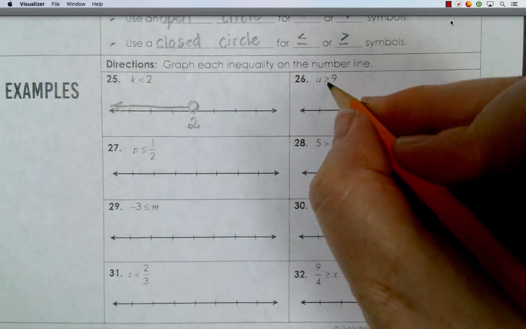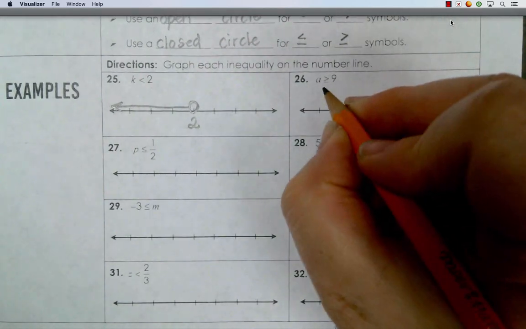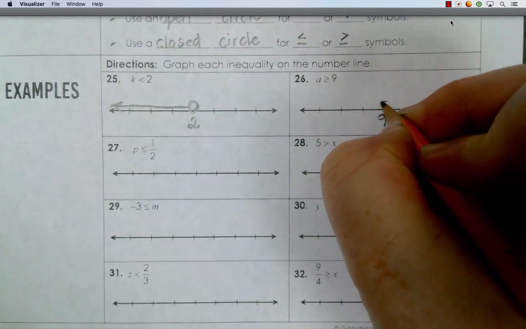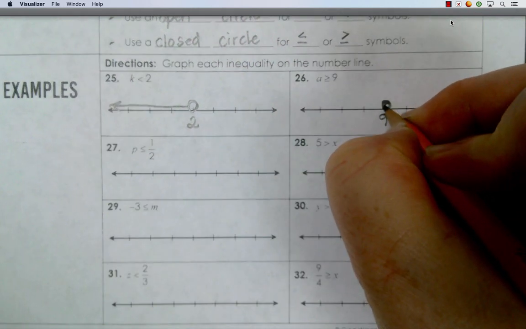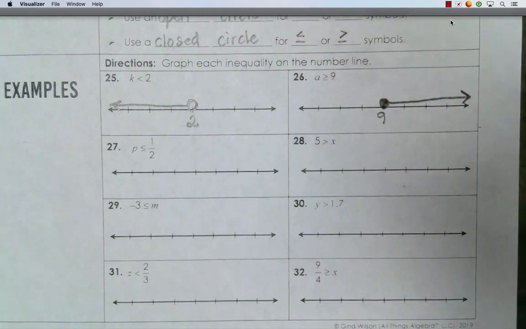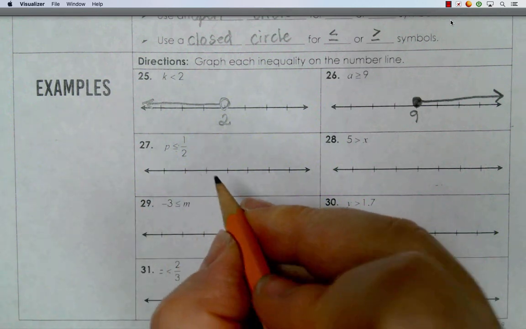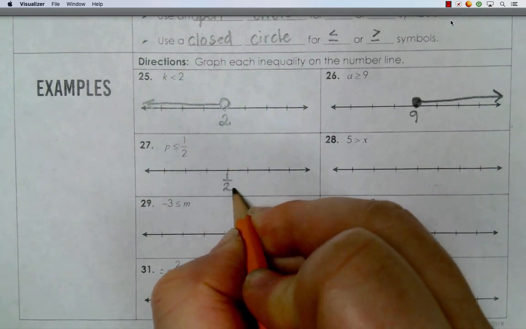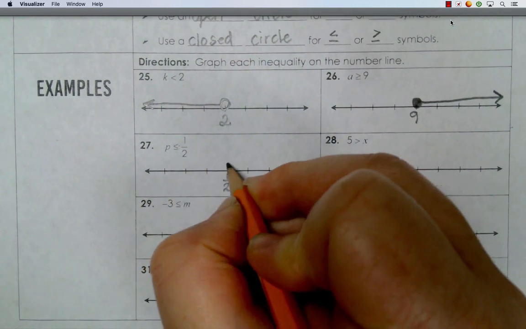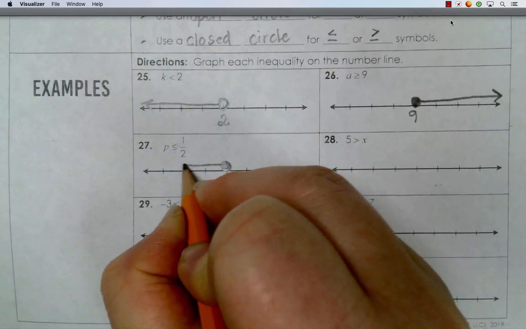A is greater than or equal to 9. I'm going to put 9 in the middle. And greater than or equal to is a closed circle. And it's greater, so I go to the right on my number line. P is less than or equal to 1/2. Put 1/2 on your graph. Less than or equal to is a closed circle. Less than goes to the left.